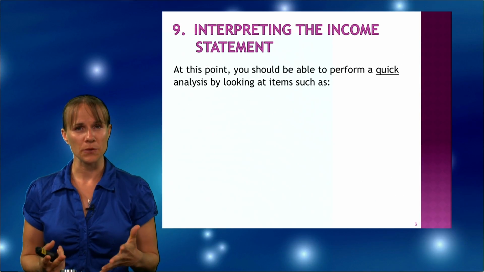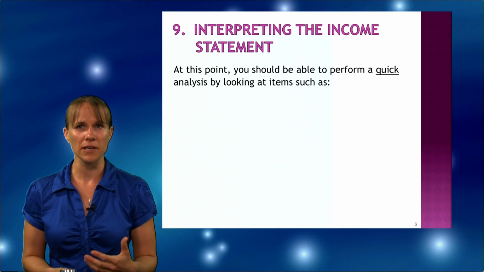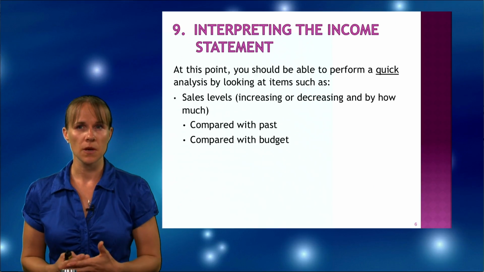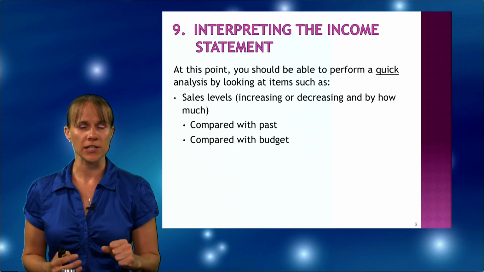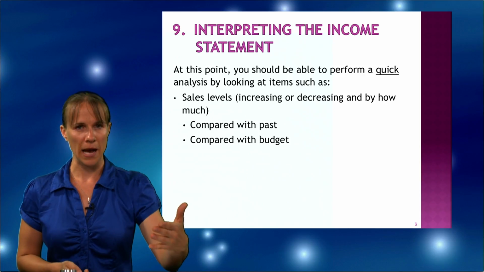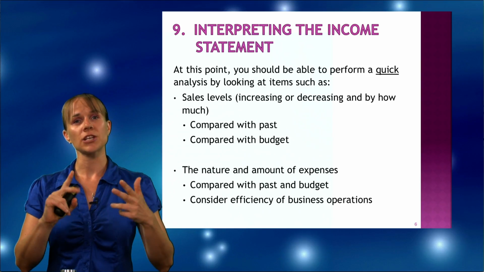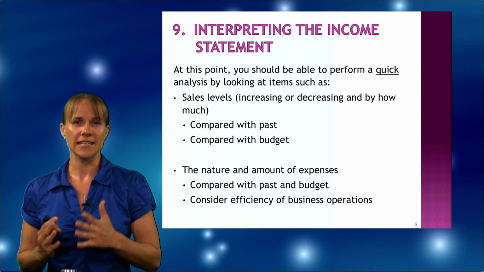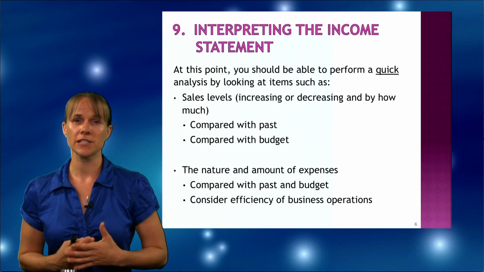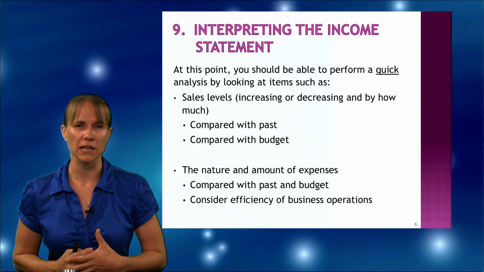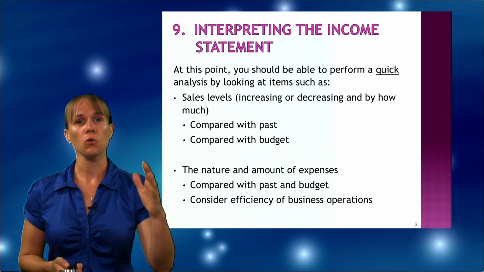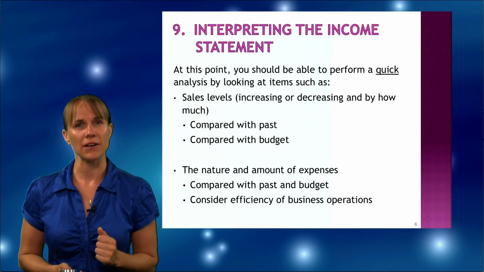Now we can have a look at, well, how do we interpret this income statement? At this point, we should be able to perform a fairly quick analysis by looking at things like sales levels. Are sales levels increasing or decreasing? And by how much compared to the past, or say compared with our budget? We can also look at the nature and the amount of our expenses. Again, compare it with the past, compare it with our budget. And we can consider the efficiency of our business operations. Are we spending too much money? Are we spending money on things we don't really need to spend money on? All of those things we can have a quick look at with our income statement.